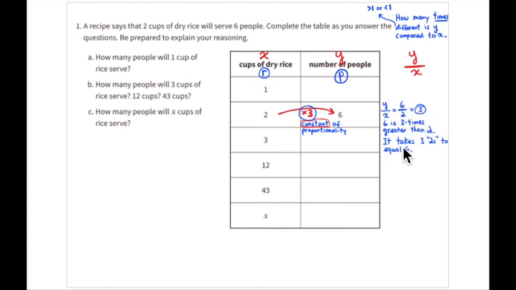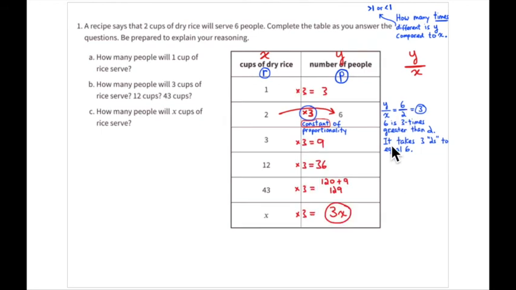So you need 3 of these 2's. 3 times those 2's equals 6. So 6 is 3 times greater than 2. 3 times 2 is equal to 6. All right, so that's the constant of proportionality, and you're going to use that up and down the table.